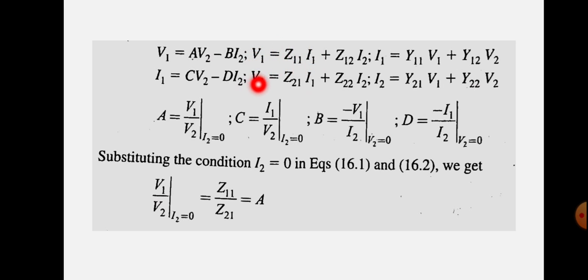This is the first equation term, this is the second equation term. So V1 by V2 is obtained by dividing this first equation by this one. Okay. So V1 by V2 equal to Z11 by Z21. So that will be equal to A, because A is equal to V1 by V2 at I2 equal to 0. So V1 by V2 at I2 equal to 0 means A will be equal to Z11 divided by Z21. So that's how we obtained the relation between A and Z.